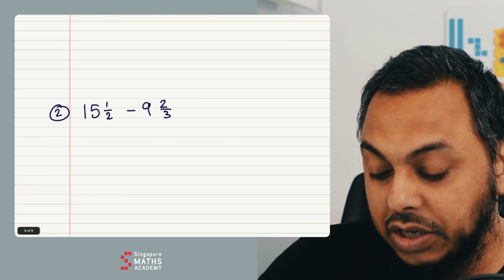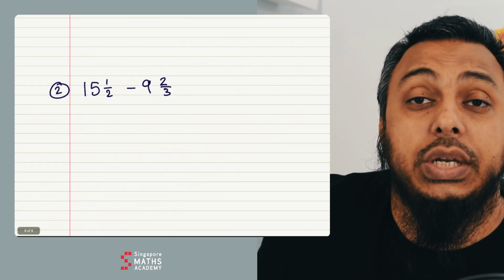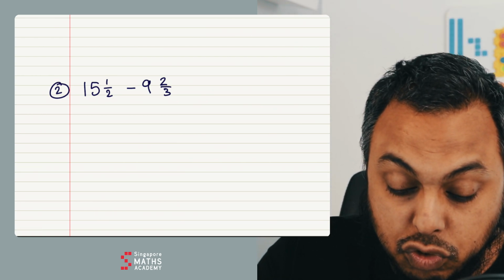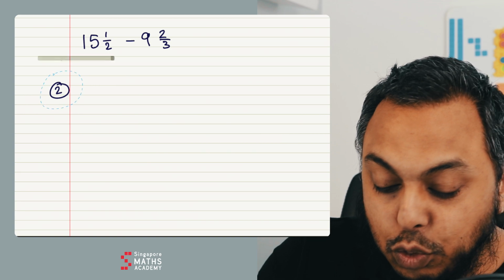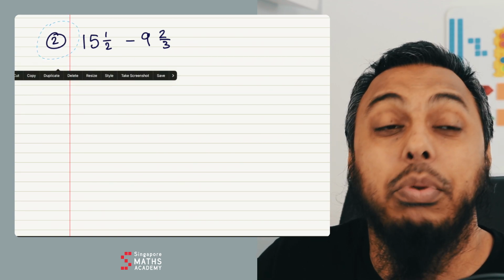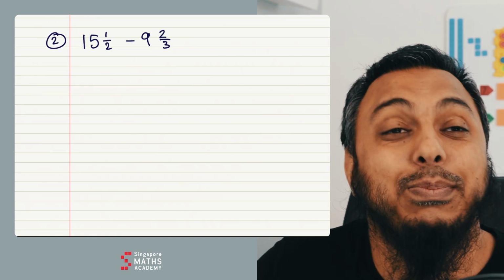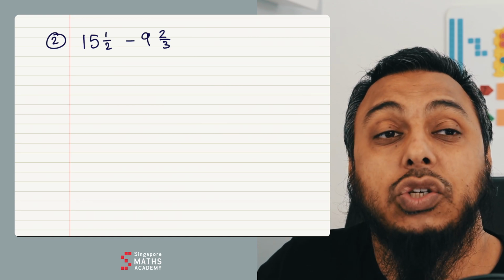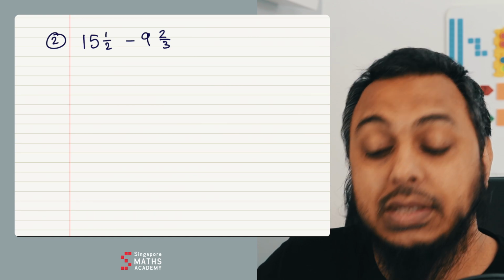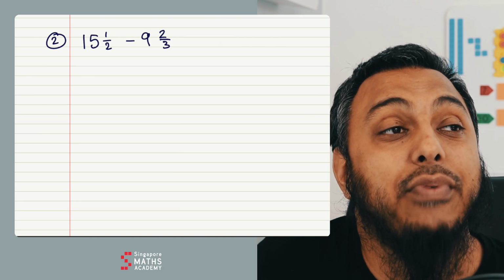Now with subtraction, it's a bit more challenging. And this is where we have to be really careful. We can't usually, we can sometimes, but it's better not to take that risk, because sometimes you don't see the mistakes you make. For subtraction, I try to tell my students to use the improper fraction method.